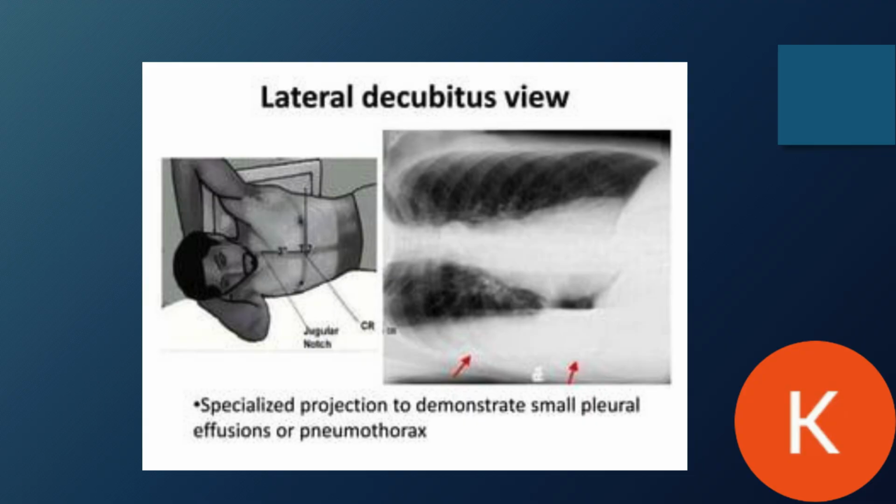All right, so the lateral decubitus view shows the central ray going 3 to 4 inches below the jugular notch. Here in the picture, I think it shows 3 inches. It's a specialized projection to demonstrate small pleural effusion or pneumothorax.